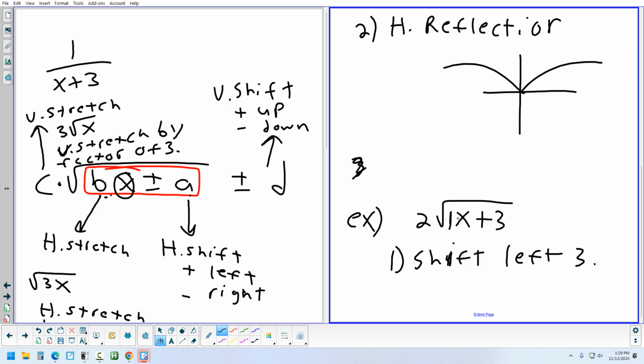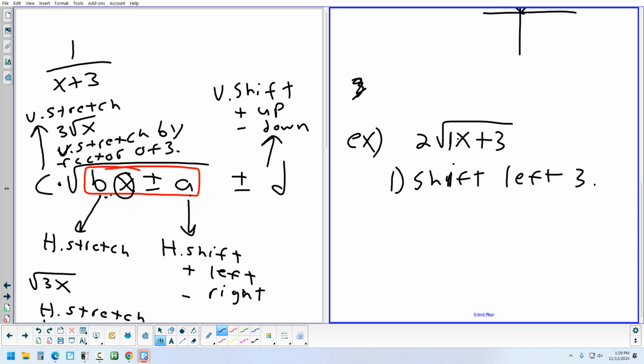It's a vertical stretch. Go to the C, yep. So how would we write that one? Vertical stretch of 2. Yeah, vertical stretch by factor of 2. Yep. So vertical stretch by factor of 2.